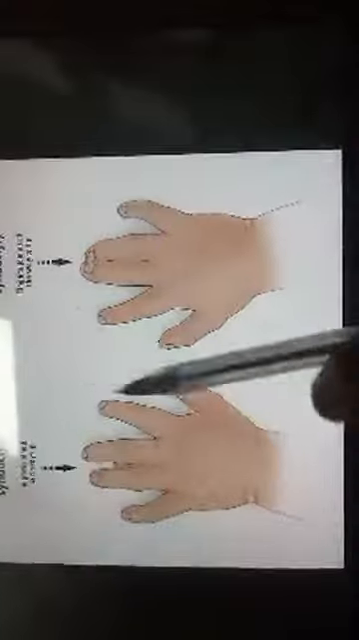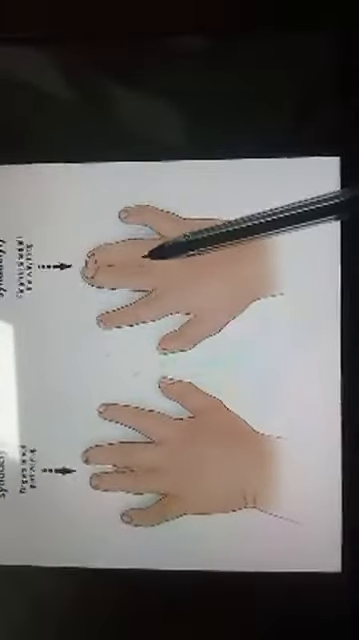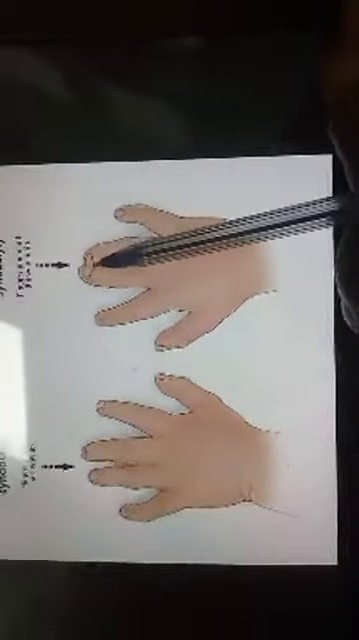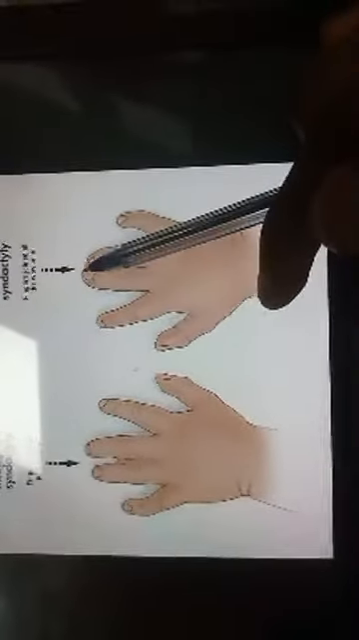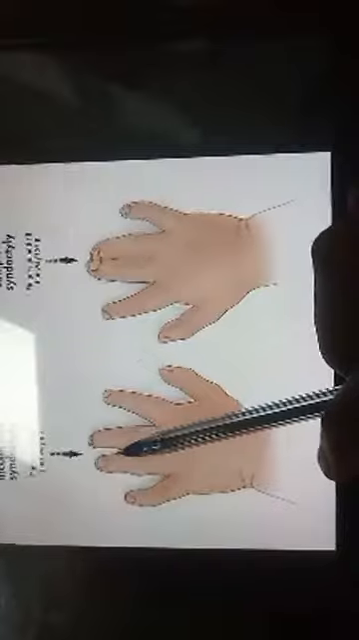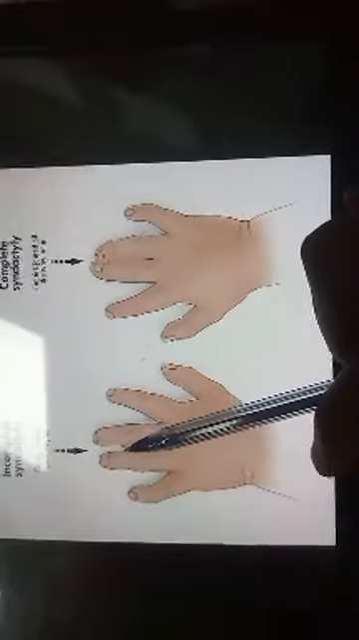So another one here, the incomplete syndactyly and the complete syndactyly. You can see with complete syndactyly, the web extends all the way to the tip, but with incomplete syndactyly the web extends but not to the tip. And you can see another one, the complex syndactyly here. This one is an incomplete simple syndactyly.